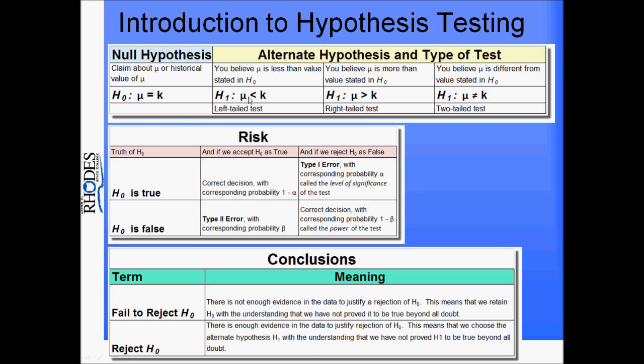The alternative in this case could be many things. One is maybe one distribution is less than another. That's what they call a left-tailed test. So when you see that little less than, that's a left-tailed test.